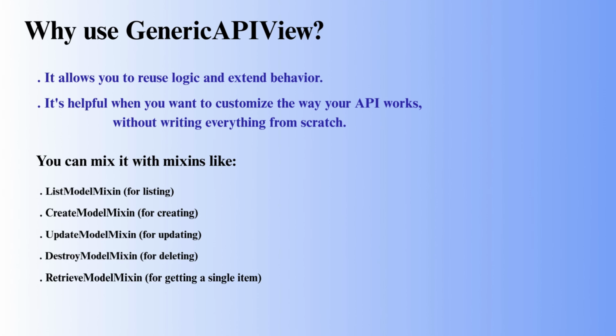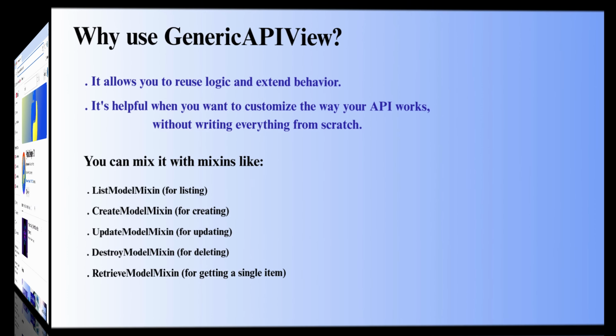Why use GenericAPIView? It allows you to reuse logic and extend behavior. It's helpful when you want to customize the way your API works without writing everything from scratch. You can mix it with mixins like ListModelMixin for listing, CreateModelMixin for creating, UpdateModelMixin for updating, DestroyModelMixin for deleting, and RetrieveModelMixin for getting a single item.